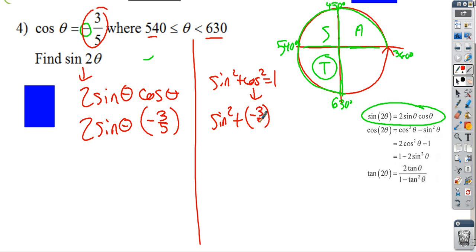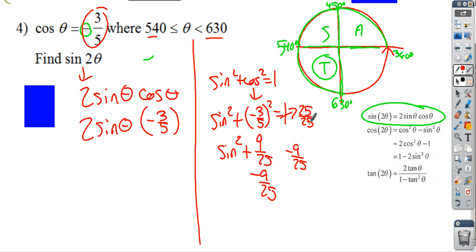So negative 3/5 squared is going to be 9 over 25. And then we're going to isolate the sine by subtracting 9 over 25 from both sides. Okay, and actually this is a little bit of an overkill, because I'll show you why in just a sec. You might already recognize what kind of triangle this is going to be. 25 over 25 is the same as 1. So if we do 25 over 25 minus 9 over 25, we get 16 over 25. That's equal to sine squared.